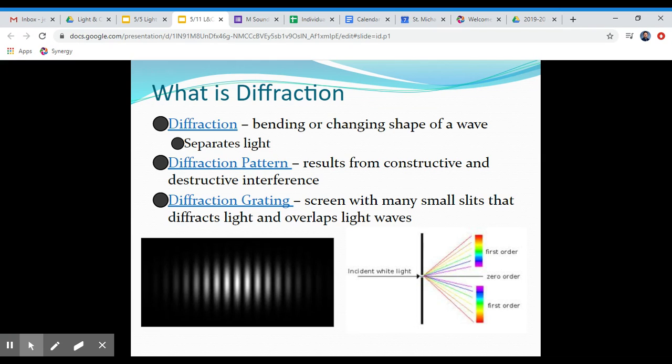So after you watch that video, you should get a good feel of what diffraction of light is. When you shine a light through something that has a whole bunch of slits in it, you get this pattern of what we call orders of light. You have the brightest central order, sometimes called the zero order, and then you get the first order on the next one, second order, third order, and they keep getting dimmer and dimmer.